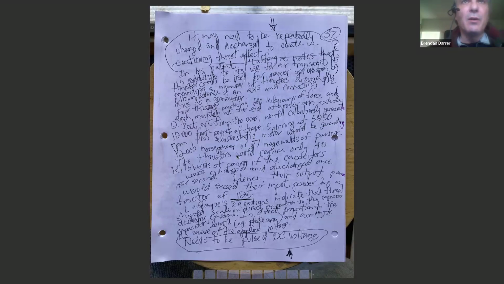The thrusters would require only 40 kilowatts of power if the capacitors were charged and discharged once per second. Hence, their output power would exceed their input power by a factor of 125. That's over unity right there.